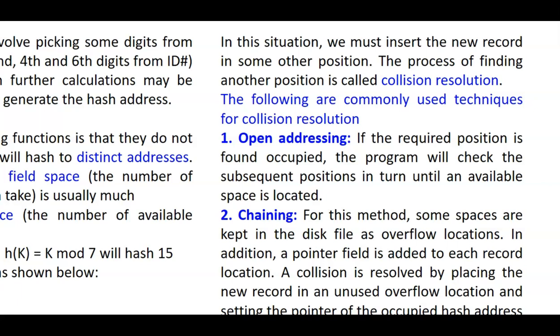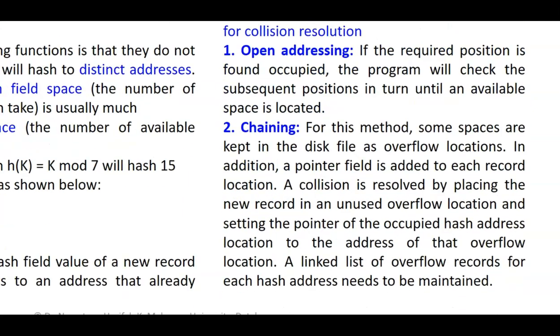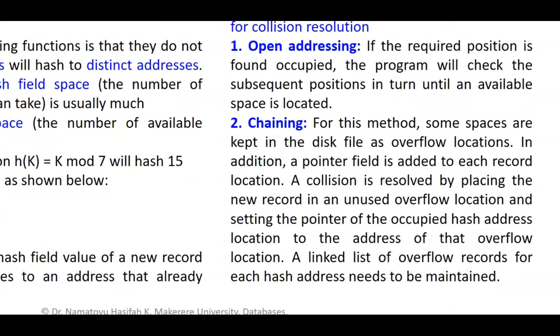If the required position is found occupied, the program will check the subsequent positions in turn until an available space is found. In other words, if we wanted to insert a record in a particular position and we find it occupied, then we will have to find the next position, and the next, and the next, until a space is allocated. That is number one. The other way of dealing with this collision is chaining.